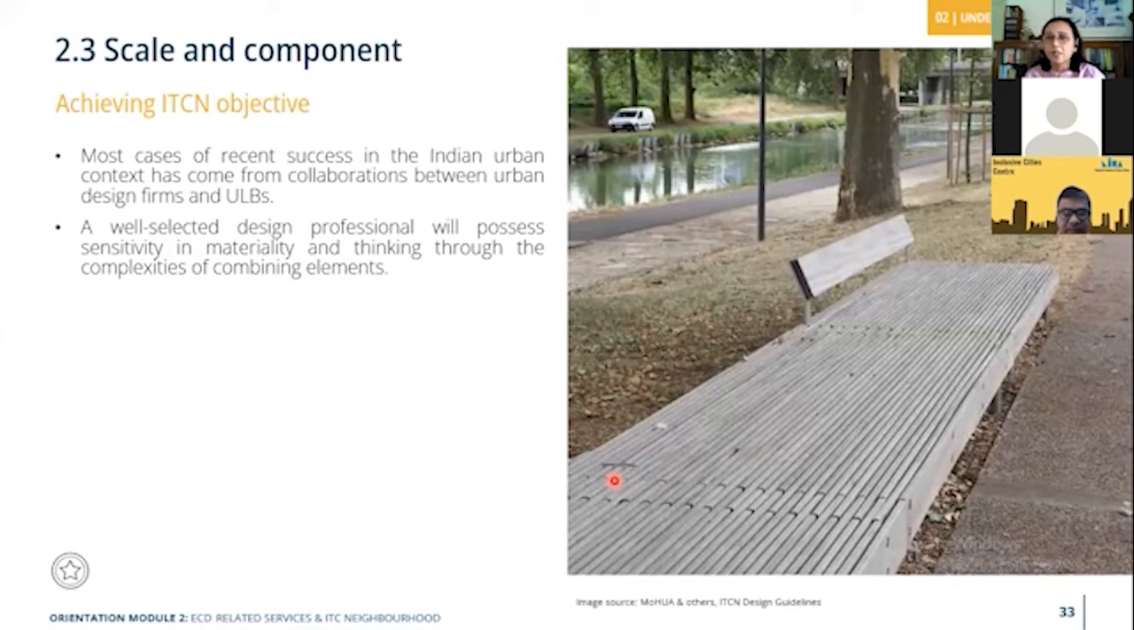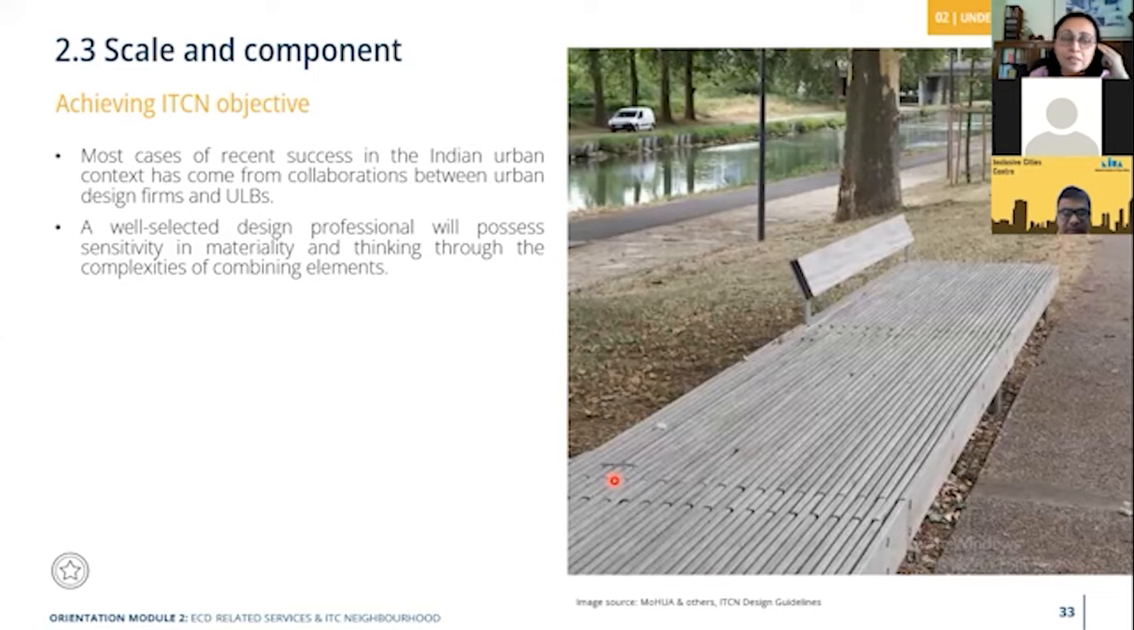So a bench needs to be installed or some provision for seating needs to be made. Now you can see that this bench is wider than a normal bench that you would see. Now this is where the ITC related service infrastructure provision comes in. Anybody would agree that providing a bench is a positive expenditure, so it is most welcome.